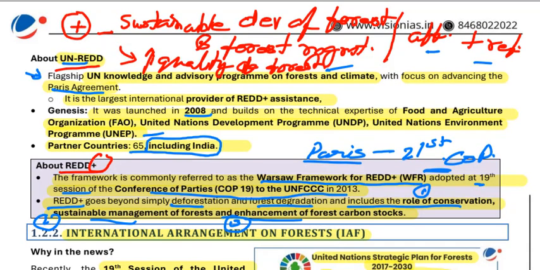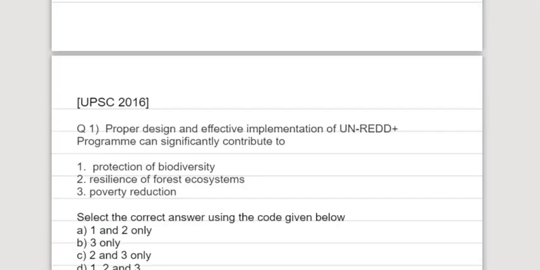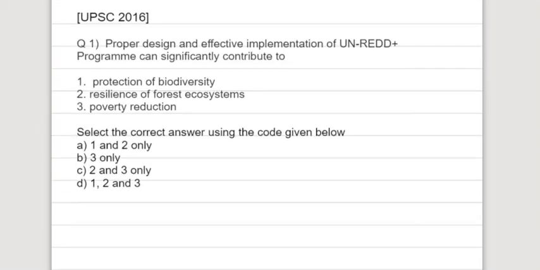There is one question already asked about REDD plus, so let's look into this. This is a UPSC 2016 question. Proper design and effective implementation of UN REDD plus program can significantly contribute to: first, protection of biodiversity; second, resilience of forest ecosystem; third, poverty reduction. What will be the answer here? I have already discussed the UN REDD plus.